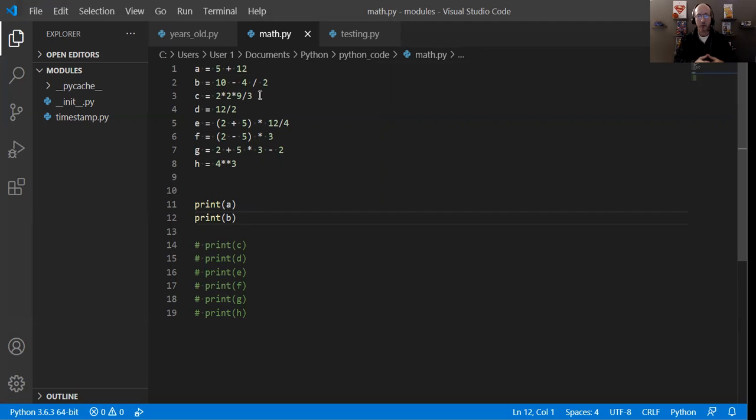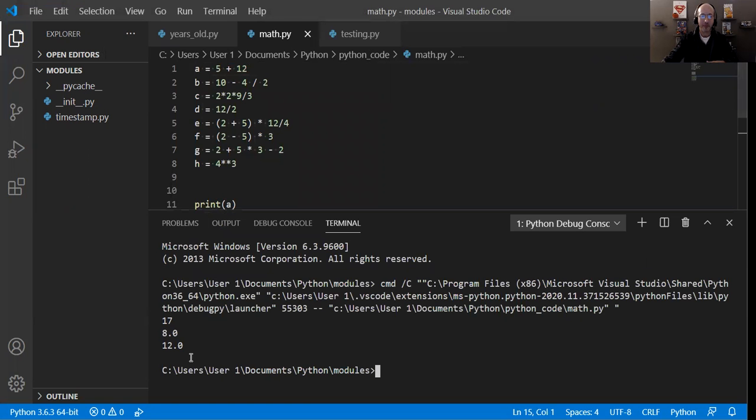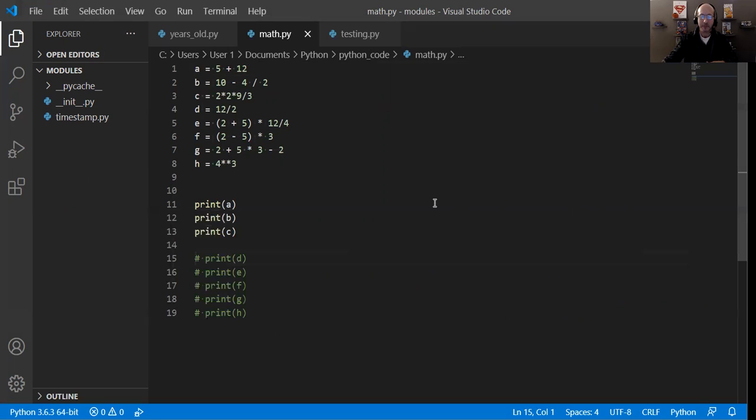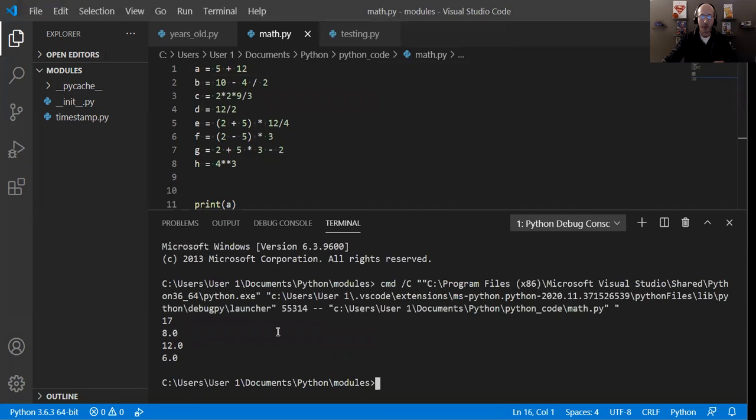So 2 times 2 is 4, 9 fours are 36, and 36 divided by 3, I believe is 12. So I'm hoping my math is correct. We're about to find out. And it is. And of course, because there's a division, you see the 0.0. This is a straightforward division problem. So it is 12 divided by 2, which is 6. And so we know everything. And then this, of course, is 6. Let's go ahead and run it. And we do get 6.